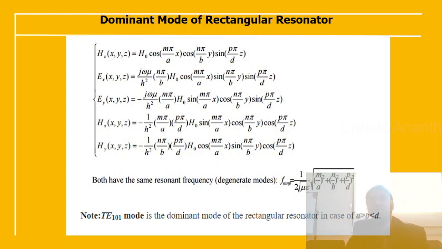So that would be equal to 1 by 2 square root of mu epsilon, M by A the whole square plus N by B the whole square plus P by D the whole square. So here TE101 is considered to be the dominant mode. Here A is greater than B, but it will be less than D. So here B lies between A and D.